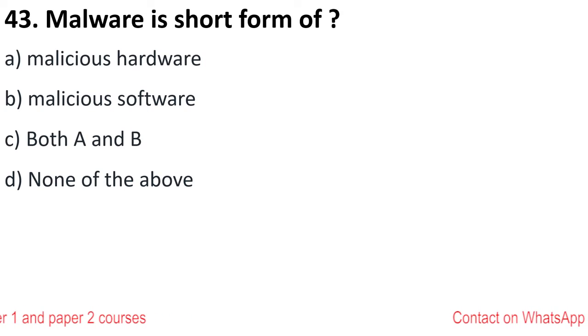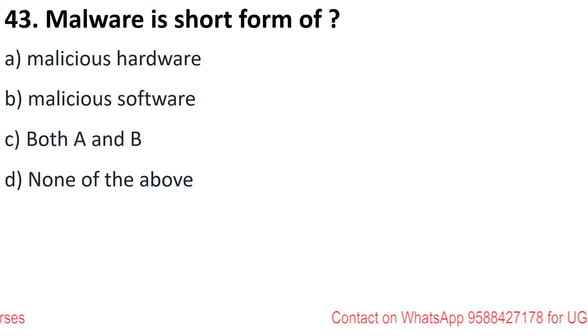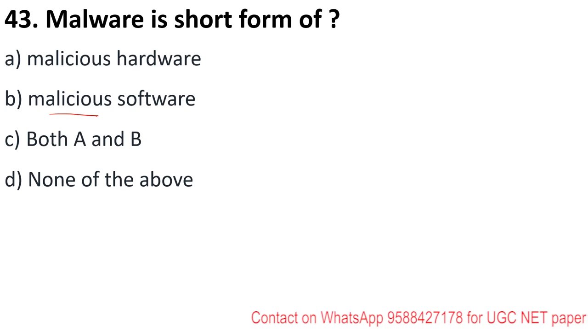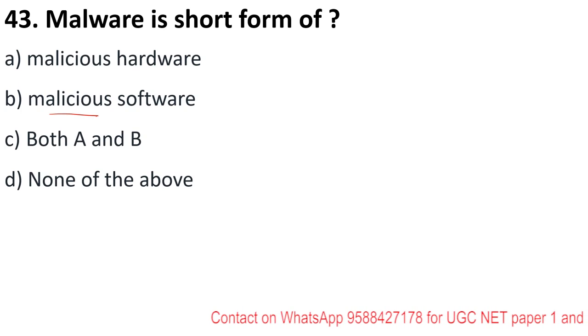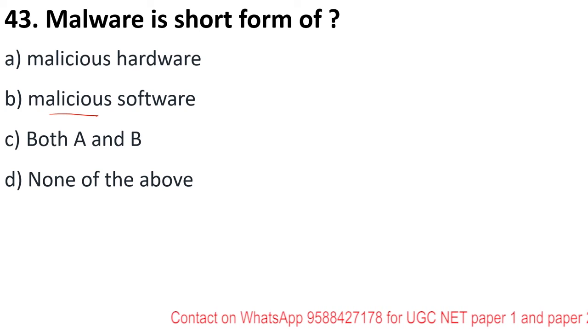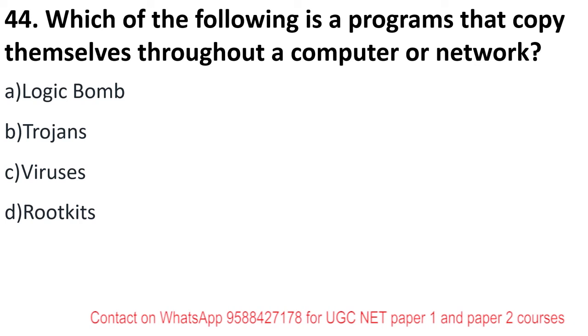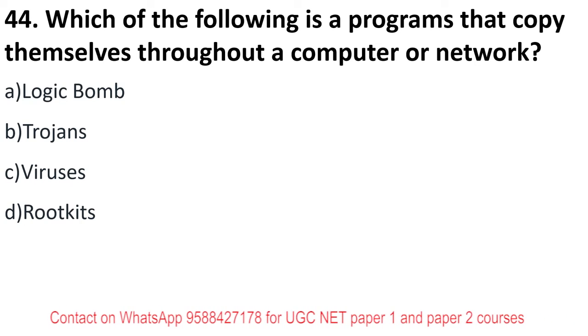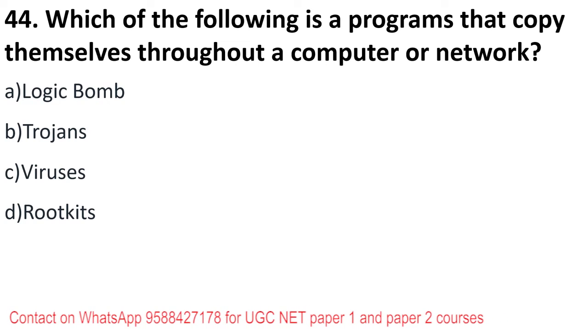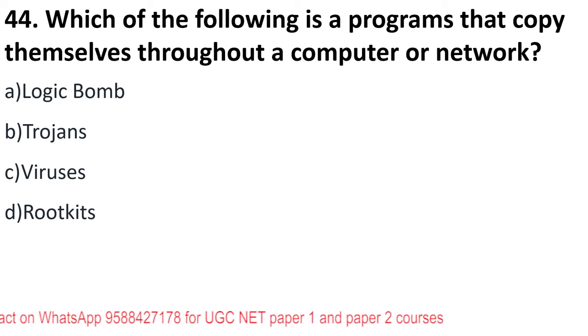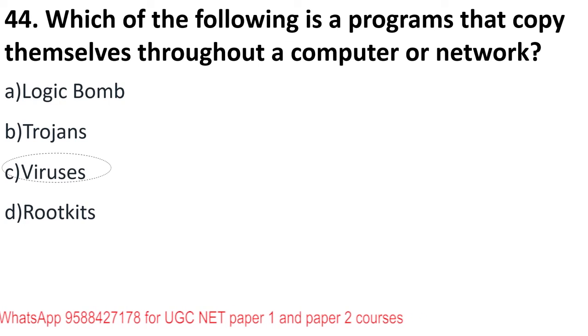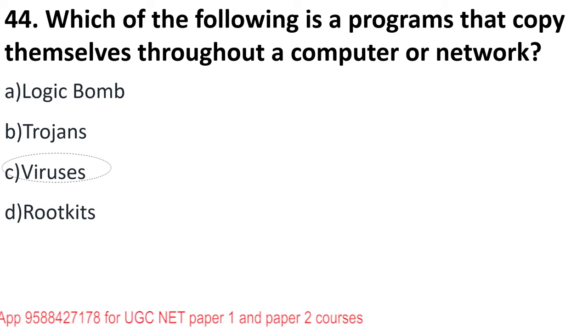Malware is a short form of. So you might have heard of a term called software. There is also a term malware, and it is the short form for malicious software. Malicious is something that causes harm, and your virus, worm, Trojan horse, logic bomb, all these are different kinds of malware, which is the short form of malicious software. Which of the following is a program that copies themselves throughout a computer or network? So the program that makes multiple copies of itself, and it can harm your computer or other computers, is called virus. Okay. C is the answer. Worm is also a type of virus.